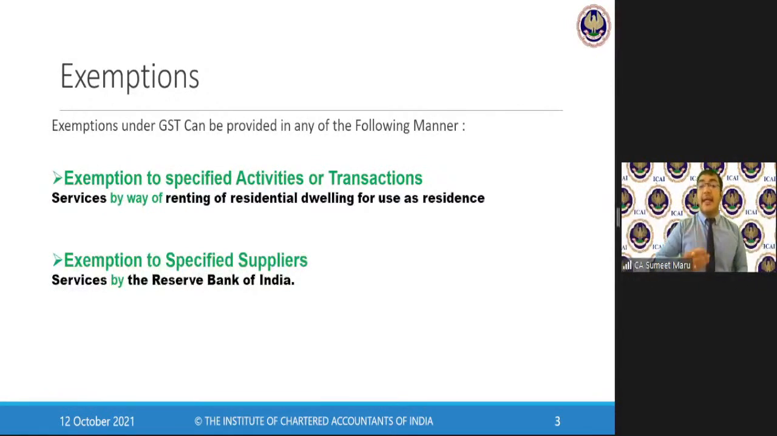Second way, they can exempt specified suppliers. There may be a list of suppliers to whom they will say that from tomorrow, these suppliers don't need to charge GST. We have specifically excluded them. We have given them an exemption. Just like an example, services by Reserve Bank of India are given as an exemption. So whenever RBI gives any services, they are exempt from GST. So here, government has said that the supplier, who is the supplier here in the example? RBI. RBI is a supplier and is covered in the exemption. Hence, RBI does not need to charge GST.